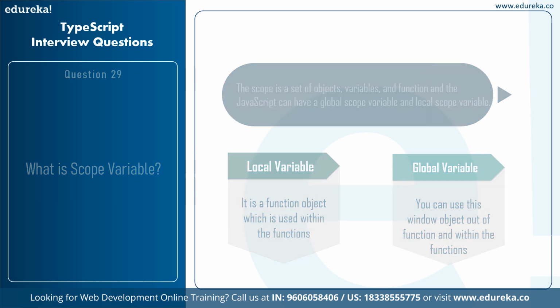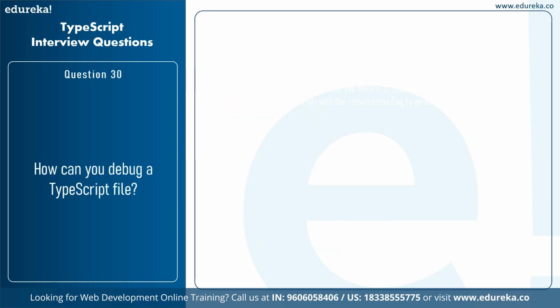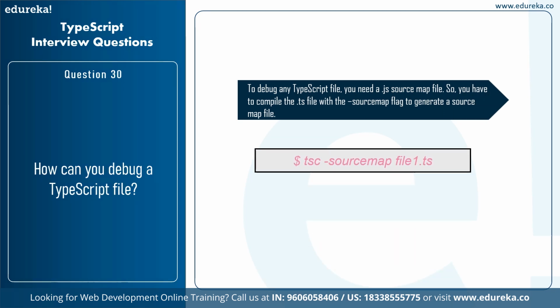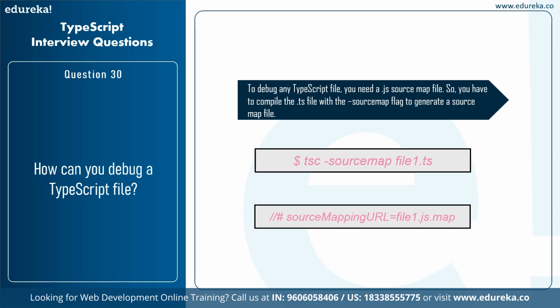Now let's move on to the next question. So how can you debug a TypeScript file? Now to debug any TypeScript file, you need a .js source map file. So you have to compile the .ts file with the source map flag to generate a source map file. So for this, you can use the command $tsc --sourcemap your file name .ts. So this will create the file.js and file.js.map. And the last line of file.js would be a reference of the source map file. So you will get it like sourceMappingURL as file.js.map.